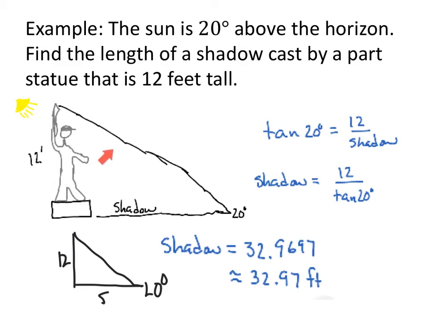I'm doing this little drawing partially for humor, but it comes down to, for 20 degrees, I have 12 over shadow. That's an S, not a 5. So opposite and adjacent, tangent of 20 degrees is 12 over shadow. Multiply both sides by shadow and then divide by tangent of 20 degrees. In my calculator, either use the degree symbol or make sure you're in degree mode, or both. I find that 12 divided by the tangent of 20 degrees is 32.9697, which rounds to 32.97 feet for the length of my shadow.